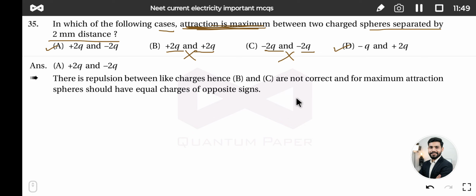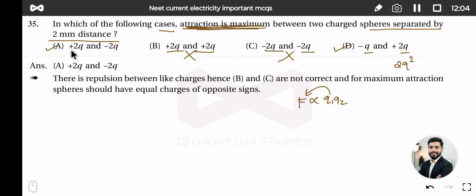But we know that the force of attraction is directly proportional to the product of the charges. Okay, so if the product of the charges is more, then force is more. So here the product is q into 2q, which is nothing but 2q square. But in the first option, 2q multiplied by 2q, which is 4q square. So here the product is more. So the first option number A will have more attraction. So option number A is the correct answer.